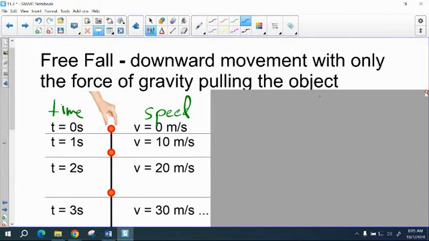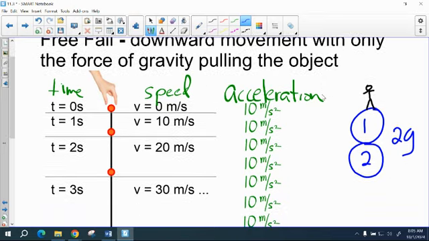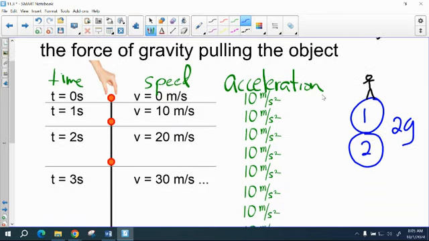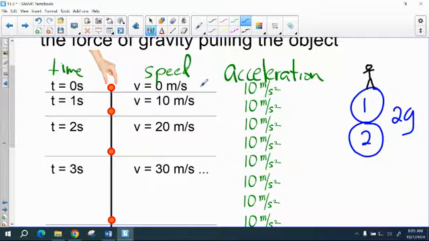So how do we figure that out? Well, the acceleration is just going to be 10 meters per second. So from here to here, I increase, I go from 0 to 10. From here to here, I go from 0 to 10. In other words, I'm increasing by 10 meters per second squared. From here to here, it's plus 10. From here to here, it's plus 10, and so on and so forth.